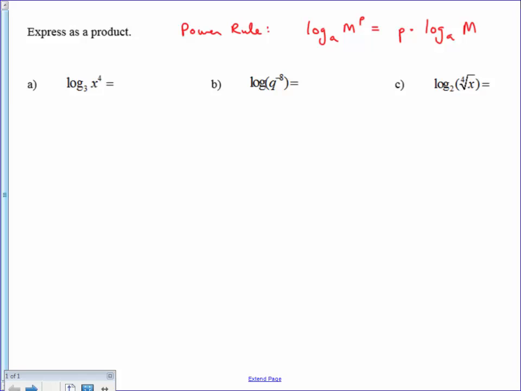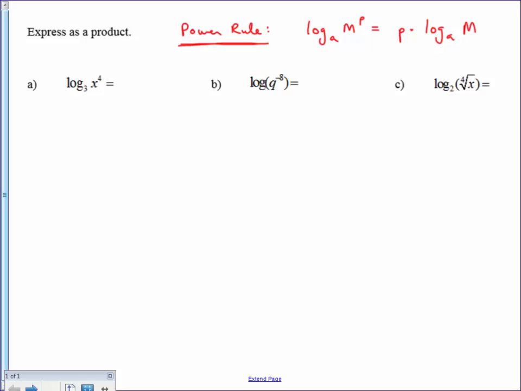Here are a few examples that ask me to express these particular logs as a product, but we are going to be using a different rule to do so. Recall our power rule. The power rule says if you're taking the log of an argument that has a power on it, that you can multiply that power in front of the log and then remove the power from your argument. So here we have log base 3 of x to the fourth.